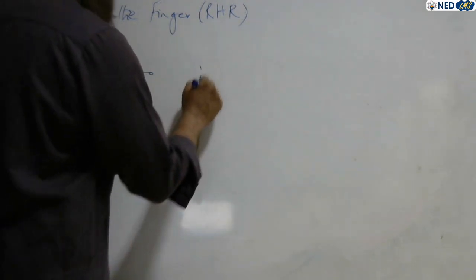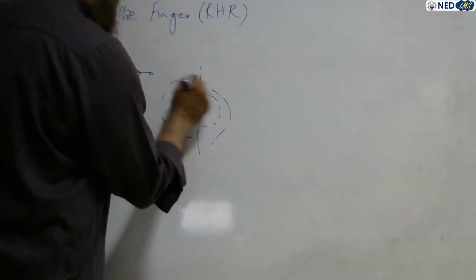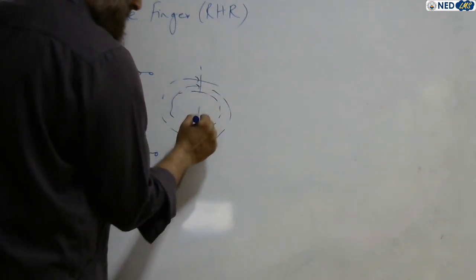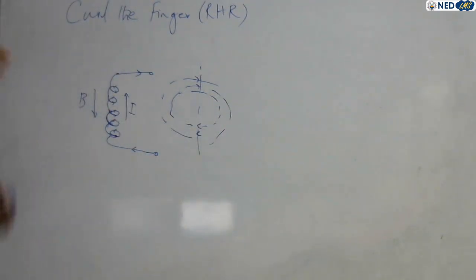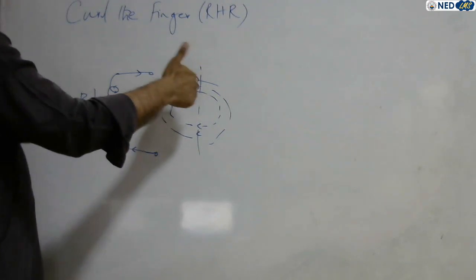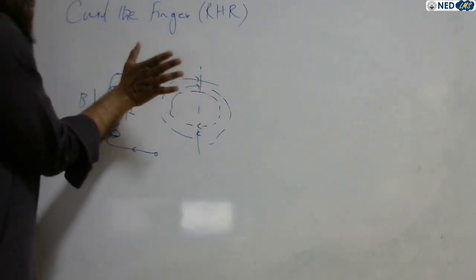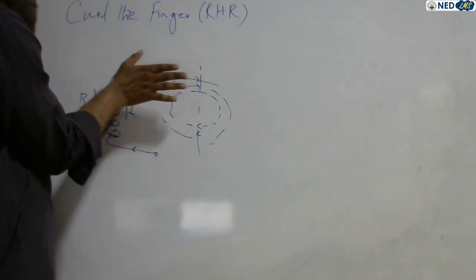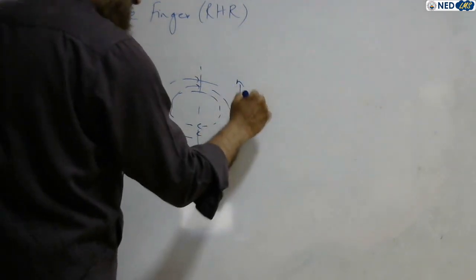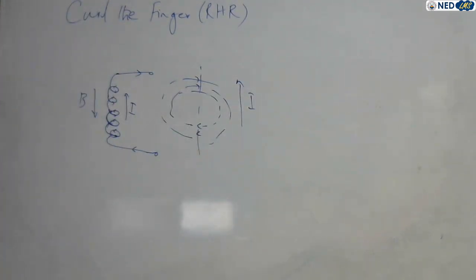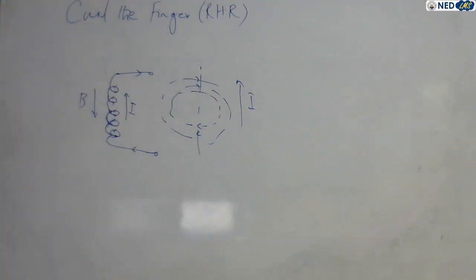Another example: if the magnetic field direction is given to you, for example, this direction, then you curl the fingers in the direction of the magnetic field, and the thumb will point the current direction, right? This is a conductor. When you curl the fingers in the direction of magnetic field, the thumb will point out the current flow. The current flow is upward. See, the magnetic field is like this. Or let's take another example.